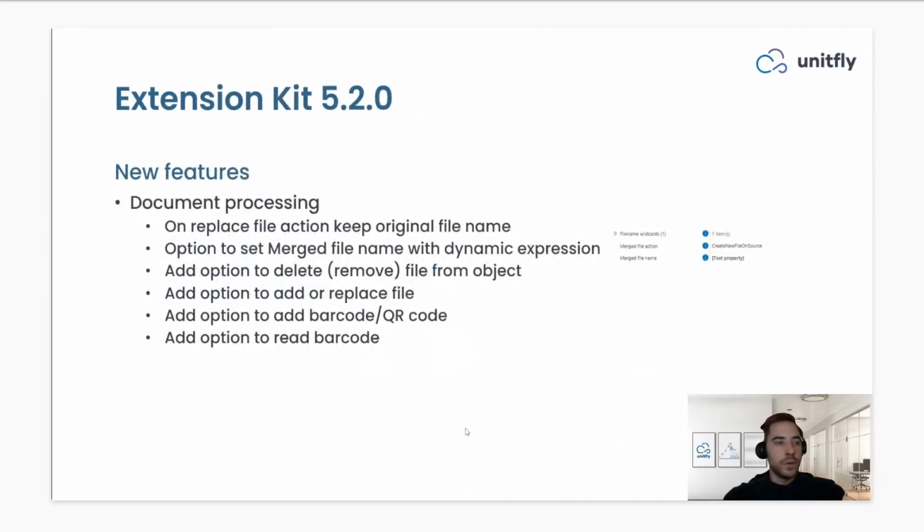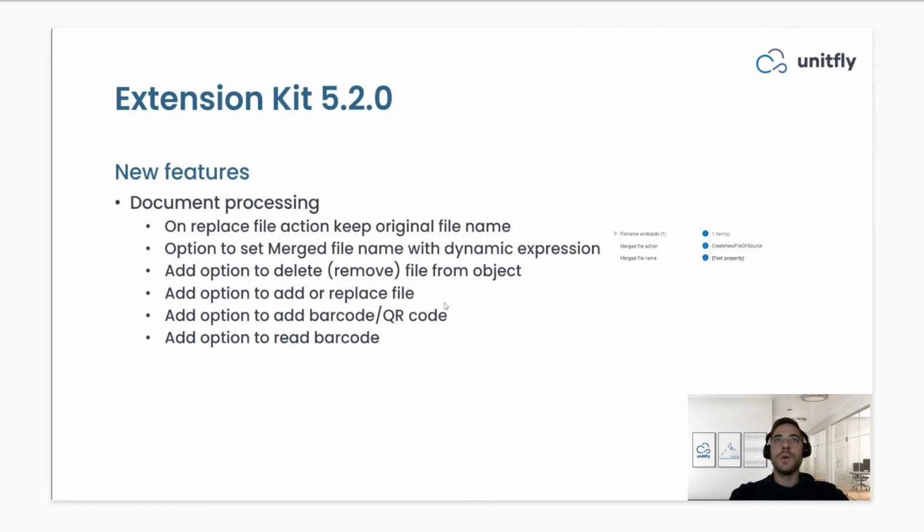So now we will go to the new features of existing models. The first model is document processing. As you can see, we added quite a few new features to the model. On the replace file action, you can keep the original file name or define a new one. You can now set the merged file in the merge action with a dynamic expression.